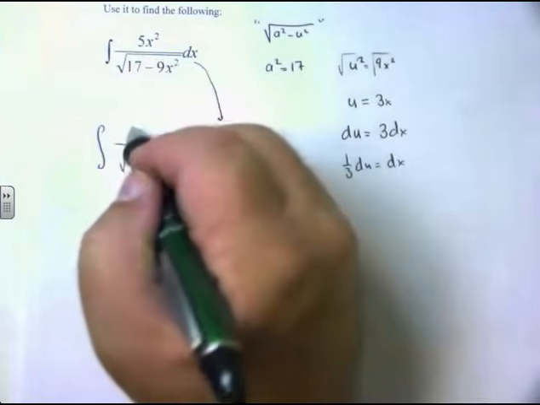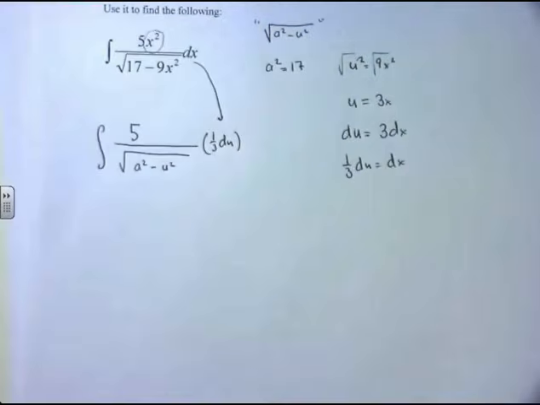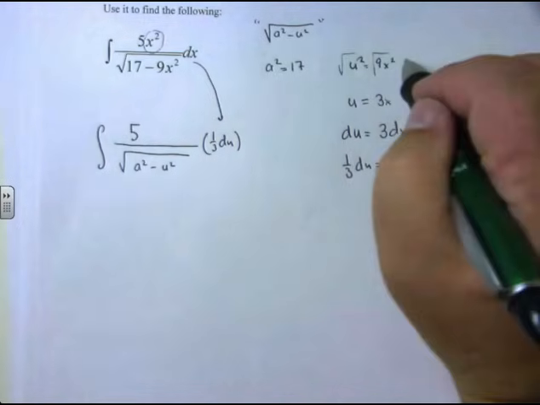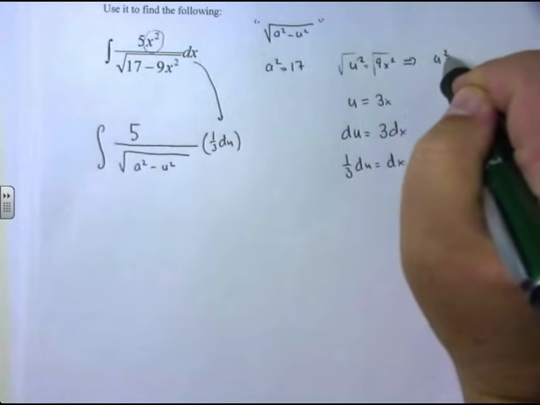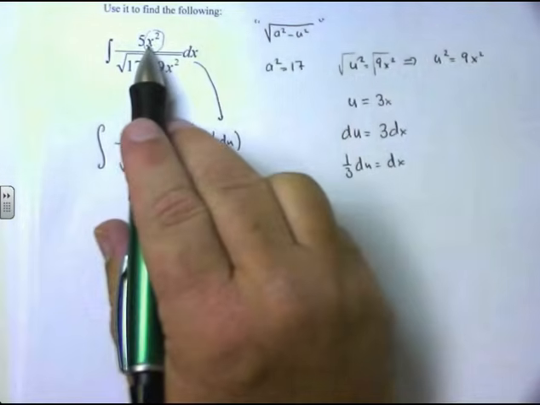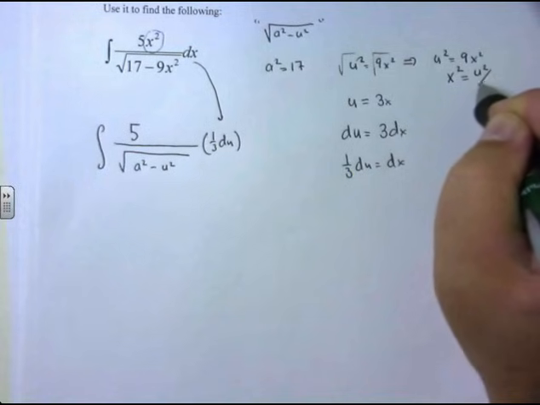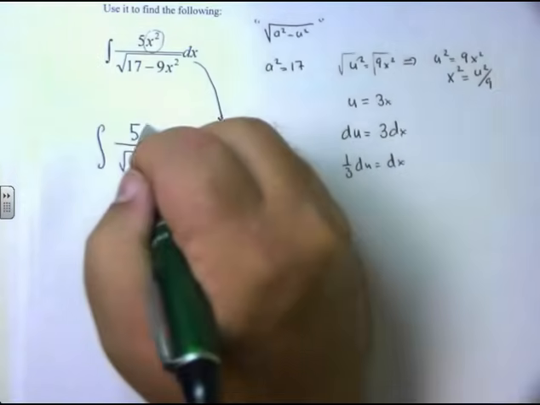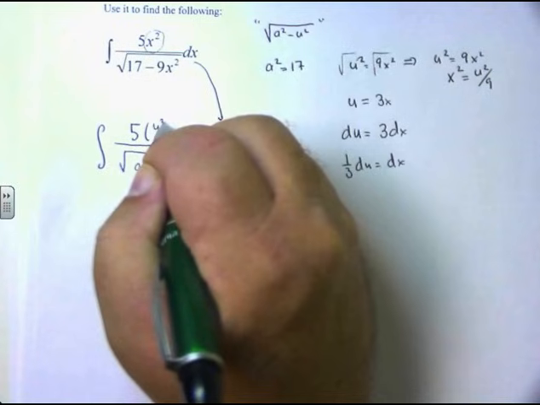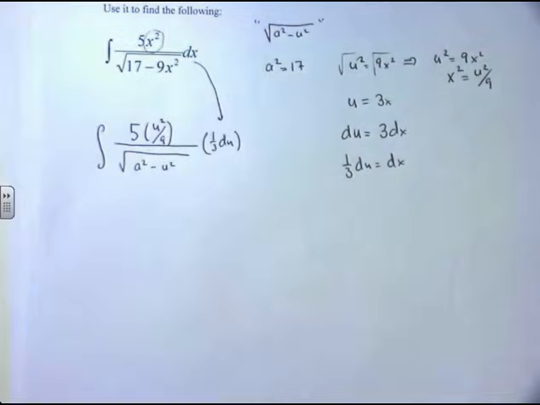So literally substitution. There's my dx, 1/3 du. 5 is a constant. Constants hold over, but there's an extra x squared on this thing. You do have to manipulate these. Remember, we had u squared equal to 9x squared. I want to substitute in for x squared. That would make x squared equal to u squared divided by 9. So I plug in u squared over 9 for x squared.